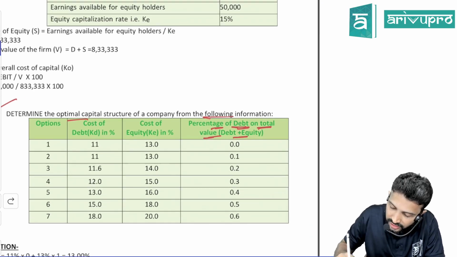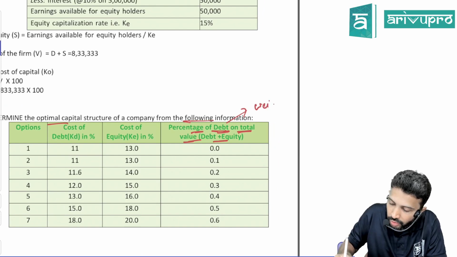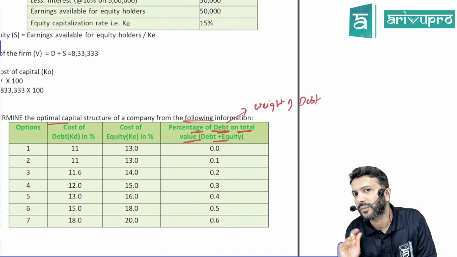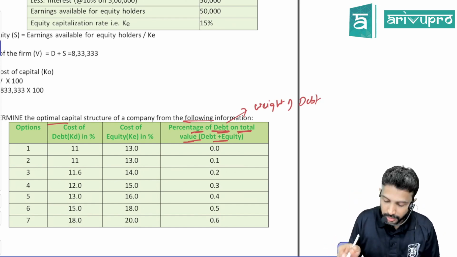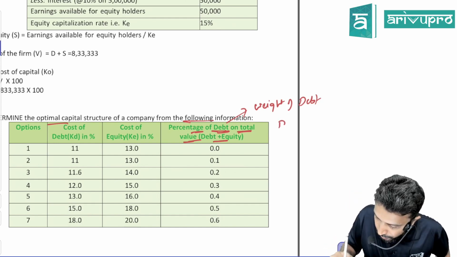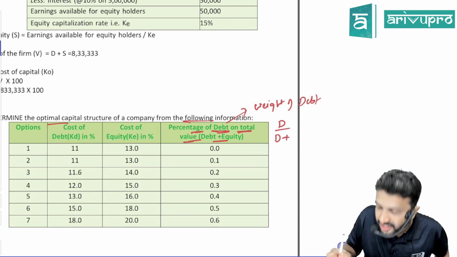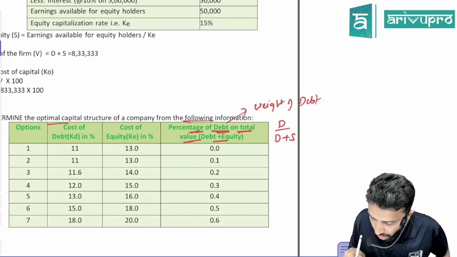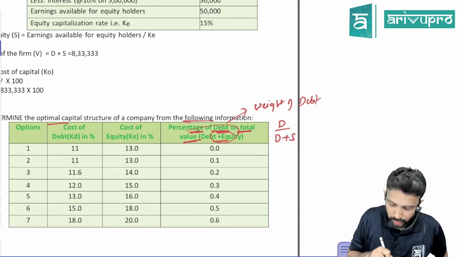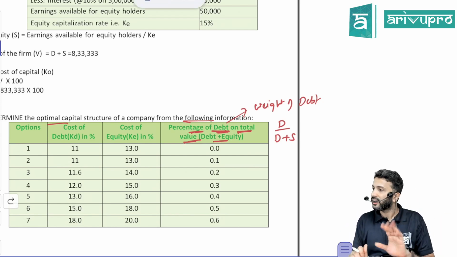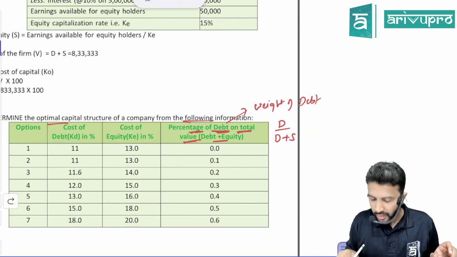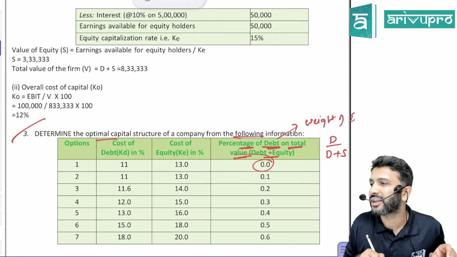Sir, this is nothing but weight of debt they have given. Okay, now that is what they're saying, because what they're trying to say is D divided by D plus S. That's what they say. Percentage of debt on total value. Total value is derived by debt plus equity. So basically, this is the weightage of debt. Weightage of debt is 0%, it seems.